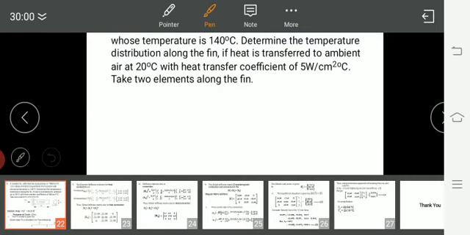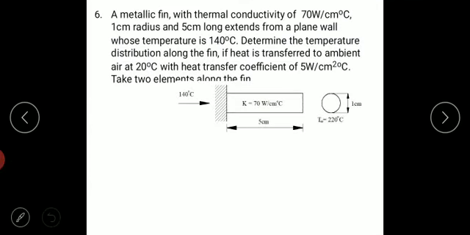Okay, so here is the given problem. A metallic fin with thermal conductivity 70 watt per centimeter degree Celsius and 1 centimeter radius. He has given the radius here, so it is a circular fin, not a rectangular fin. It is a circular fin and 5 centimeter length. Length is 5 centimeters.